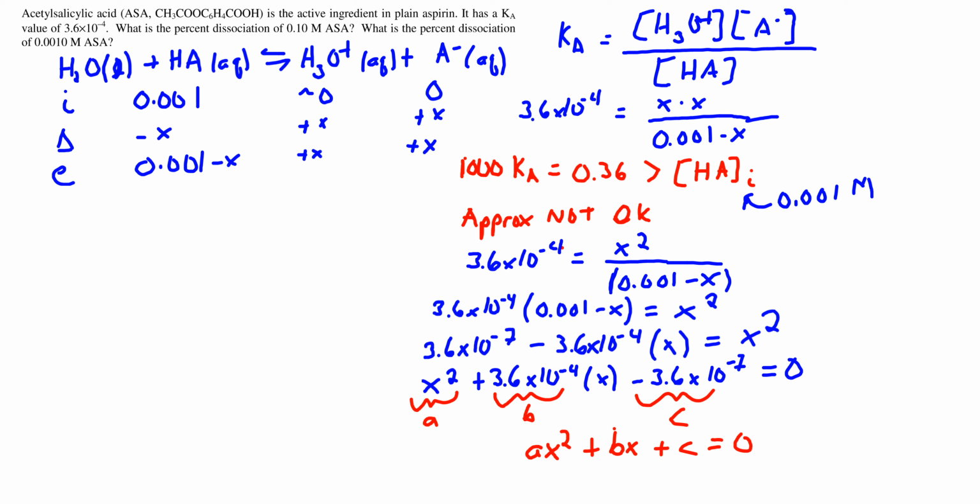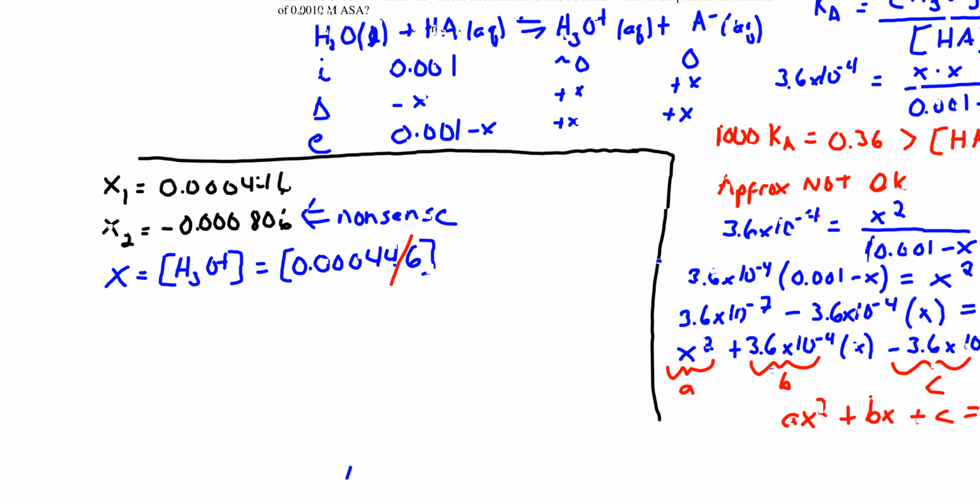As before, we need to put our equation in the form of ax squared plus bx plus c equals 0 in order to apply our quadratic equation solution. Alright, so we've applied our quadratic equation solution. We get two roots. There's only one of the two that makes physical sense. Again, the one here that's negative is nonsense because we know that some of this weak acid is going to react. So x1 here is our answer.